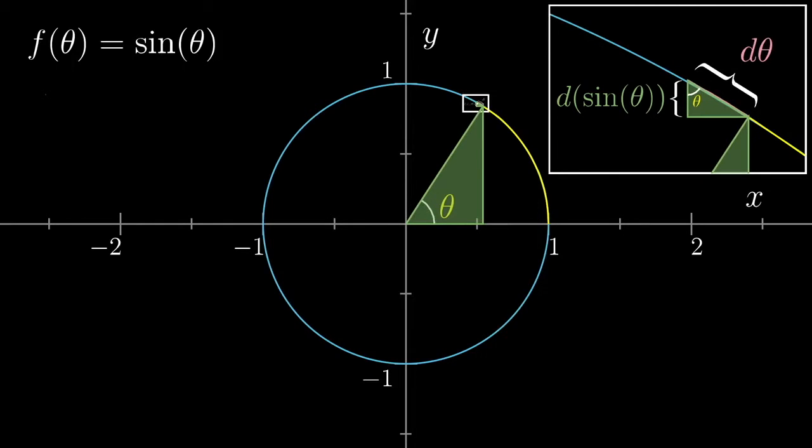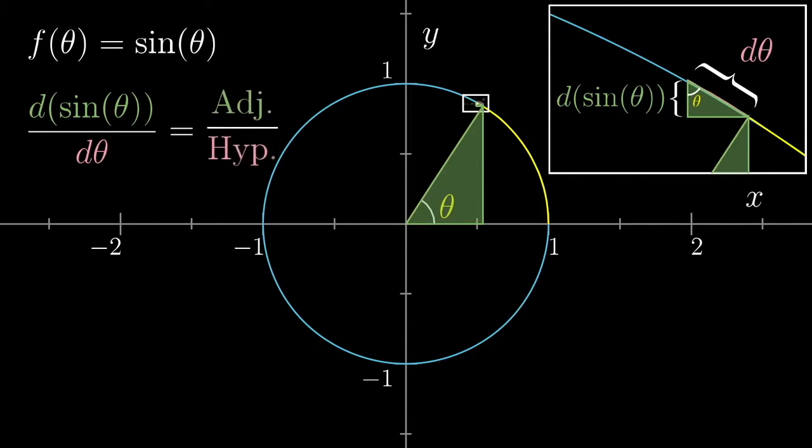Now think about what the derivative of sine is supposed to mean. It's the ratio between that d sine of theta, the tiny change to the height, divided by d theta, the tiny change to the input of the function. And from the picture, we can see that that's the ratio between the length of the side adjacent to the angle theta divided by the hypotenuse. Well, let's see. Adjacent divided by hypotenuse? That's exactly what the cosine of theta means. That's the definition of the cosine.